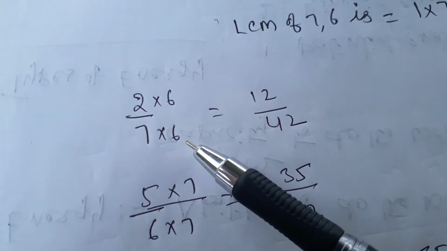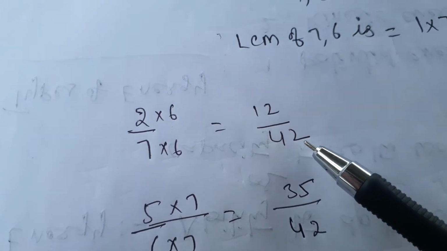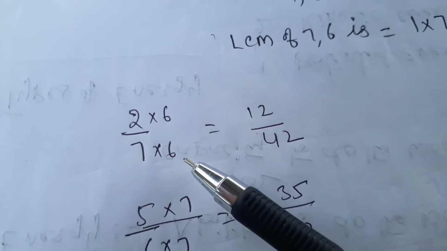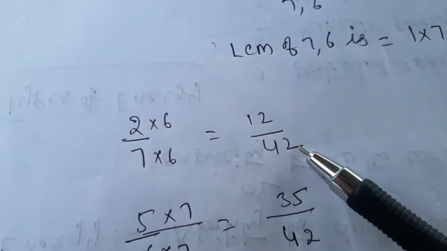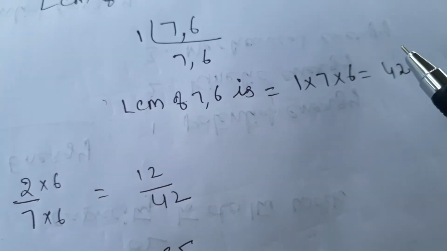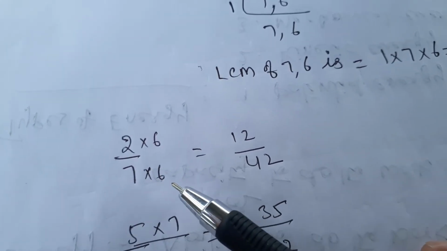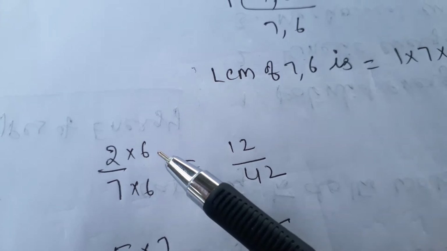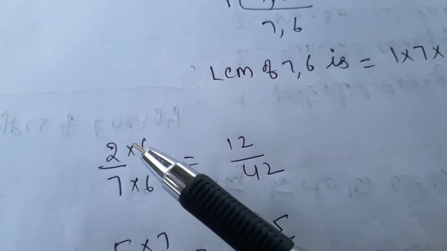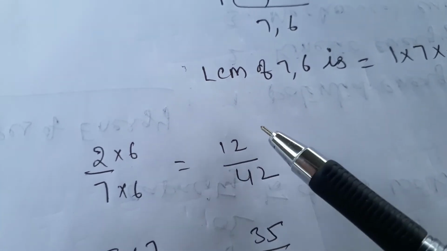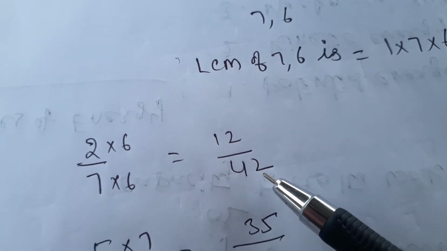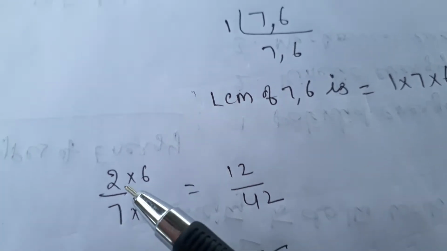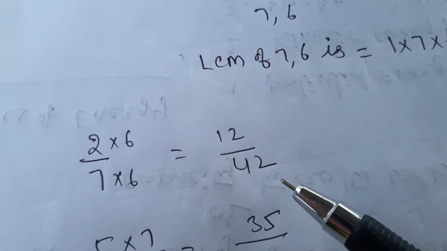7 6 jar 42. Yes, the LCM is 42 now. Now 7 multiplied with 6, then you get 42. 42 is the LCM. So if you multiply 7 with 6, 2 also multiply with 6. Then you will get an equal fraction. So now 2 by 7 equals 12 by 42.